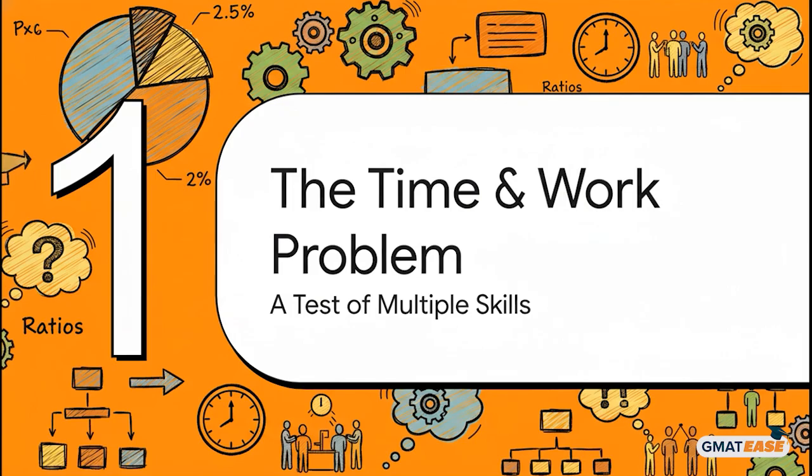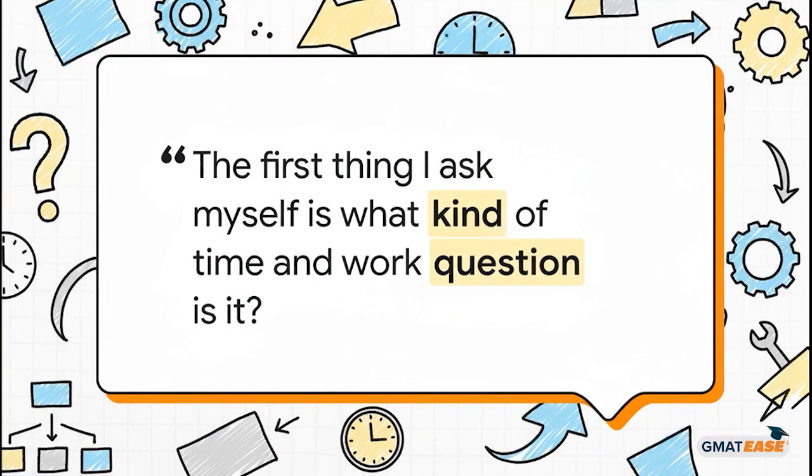Okay, first things first. Let's just acknowledge the beast. Time and work problems feel so dense because they're not really about just one thing. They're this mashup of percentages, ratios, and, maybe most importantly, your ability to just keep information straight. They're literally designed to test a bunch of skills at once. But here's the secret. This is the one thing that just unlocks this whole topic. It all starts by asking yourself one single clarifying question.